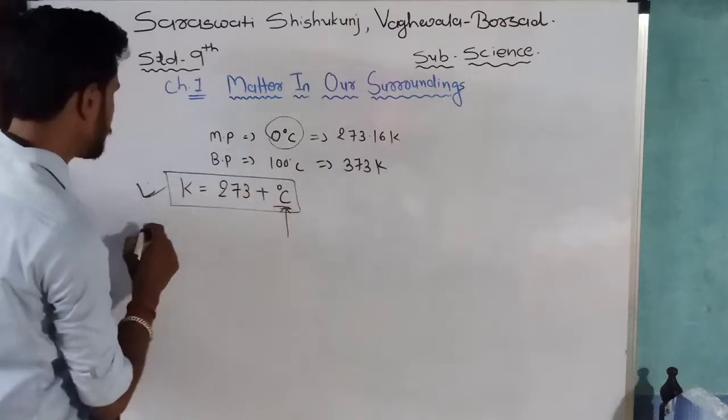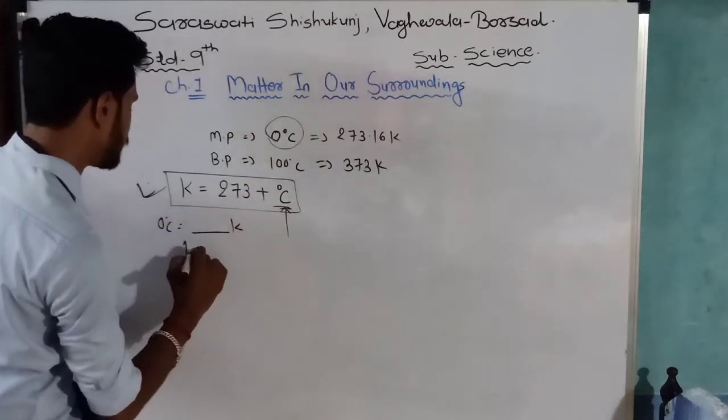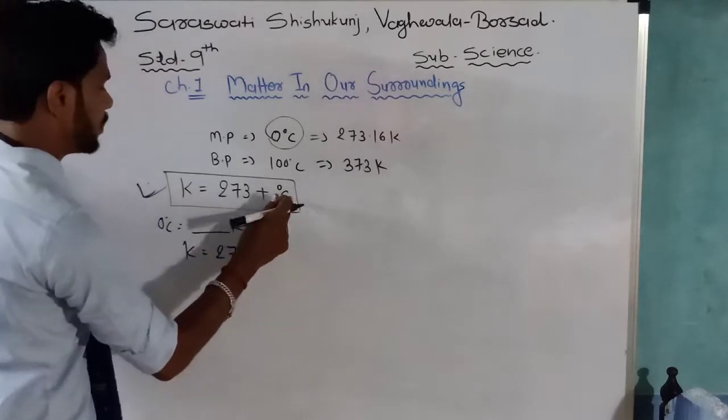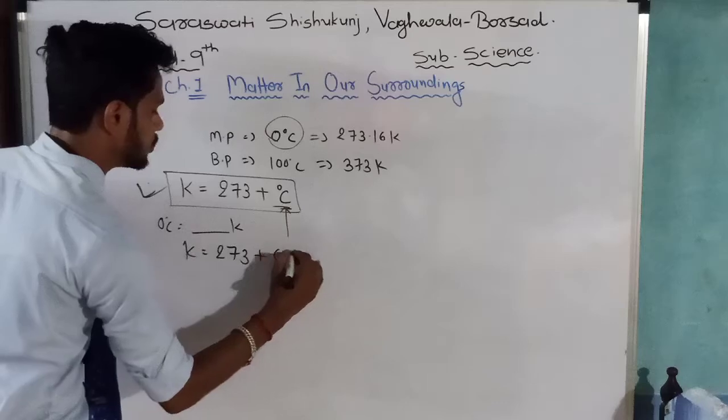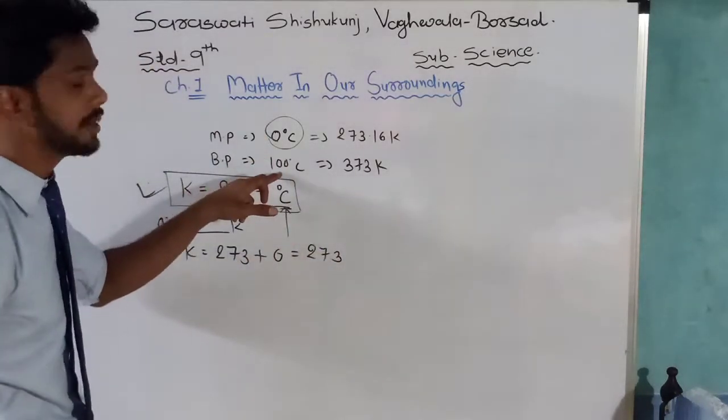Suppose I have 0 degrees Celsius. So how much is it in Kelvin? The Kelvin is equal to 273 plus the degree Celsius, that is 0. So that is equal to 273. Now 100 degrees.